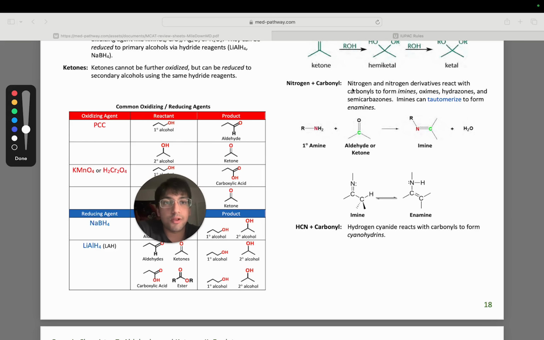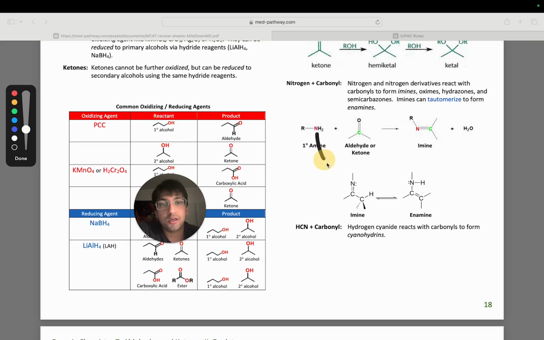So basically what's happening is there's nitrogen and nitrogen derivatives, and they react with carbonyls to form imines, oximes, and hydrazones, and semicarbazones, but the most important one is imines. Imines is the one I would actually know. An imine is just this part right here where you have the N double bonded to the C. So how is this happening?